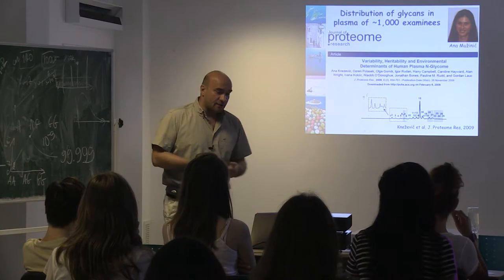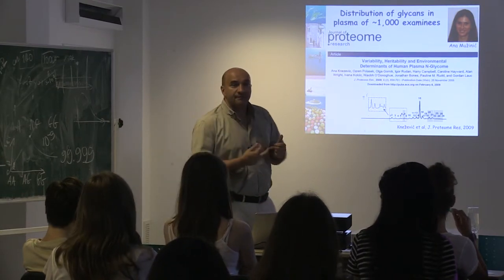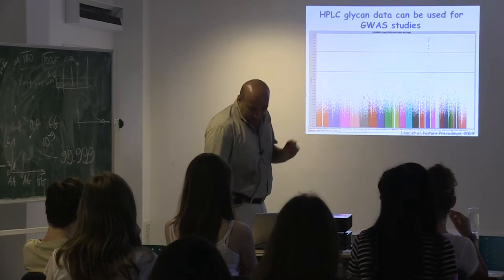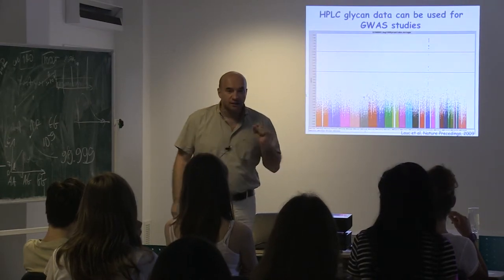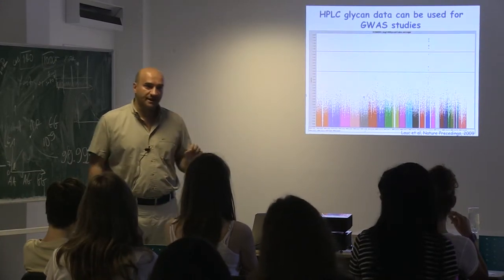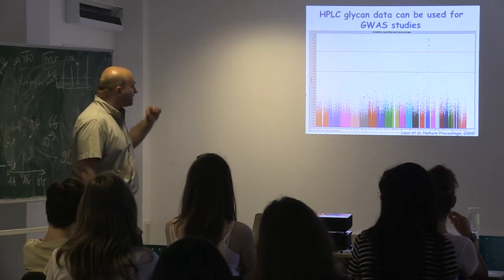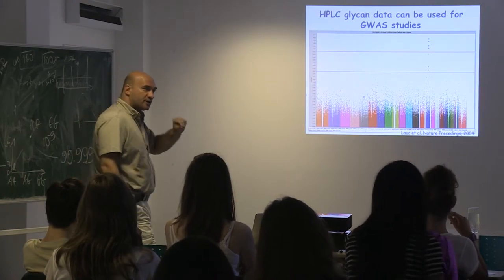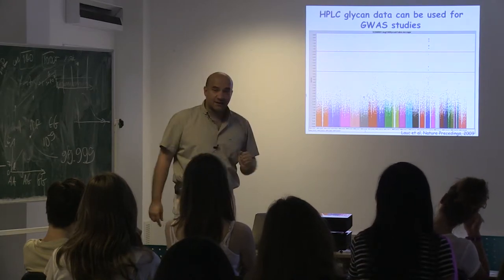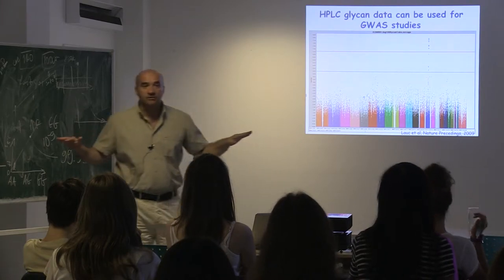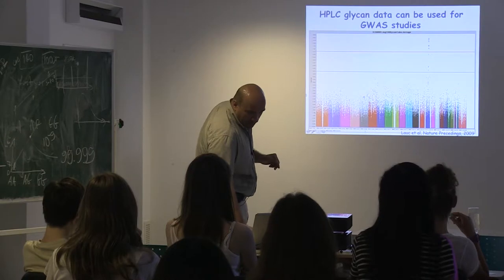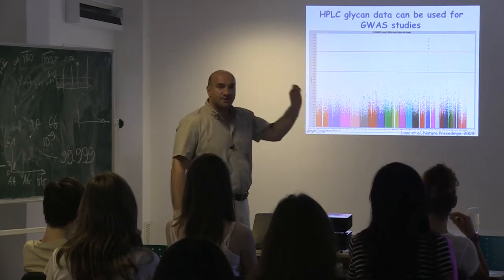But we already learned a lot about variability, heritability, environment, and factors which are affecting the glycans. But most relevant for today, we did learn that you can use these numbers to do a GWAS, a genome-wide association scan. If you remember, GWAS is having a trait measured in a number of people, comparing this trait, in this case a specific glycan, with all the polymorphisms in a genome. And then you go SNP by SNP and look whether this SNP associates with a trait.